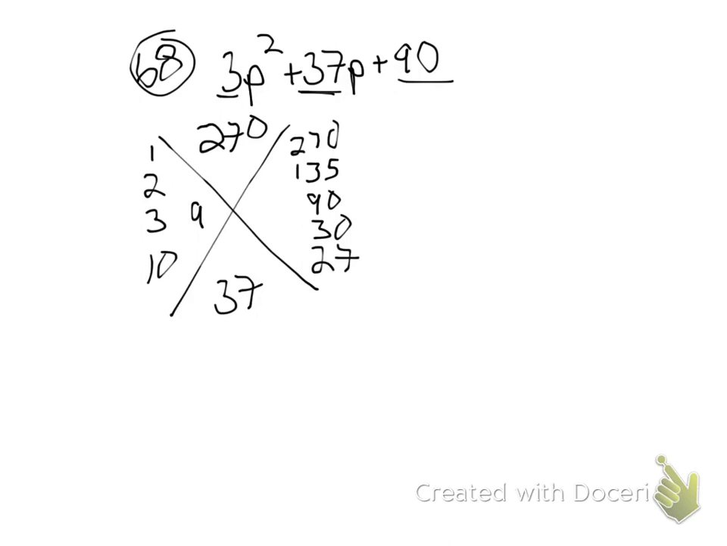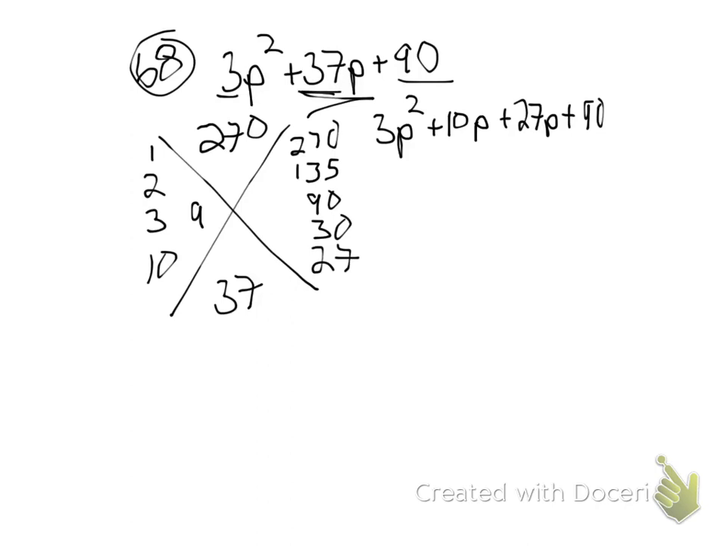So I'm going to show you two different ways. So we go, this is called splitting the middle term. This is probably the way that you're most familiar with. We go 3p squared plus 10p plus 27p plus 90. All we did was split this middle term up into that.